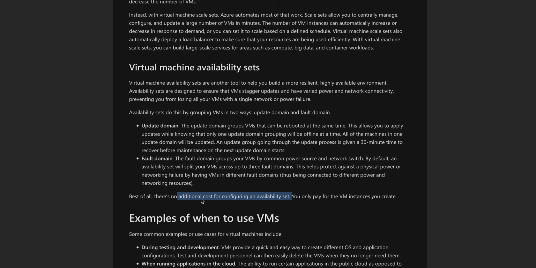And there's no additional cost involved for configuring an availability set.